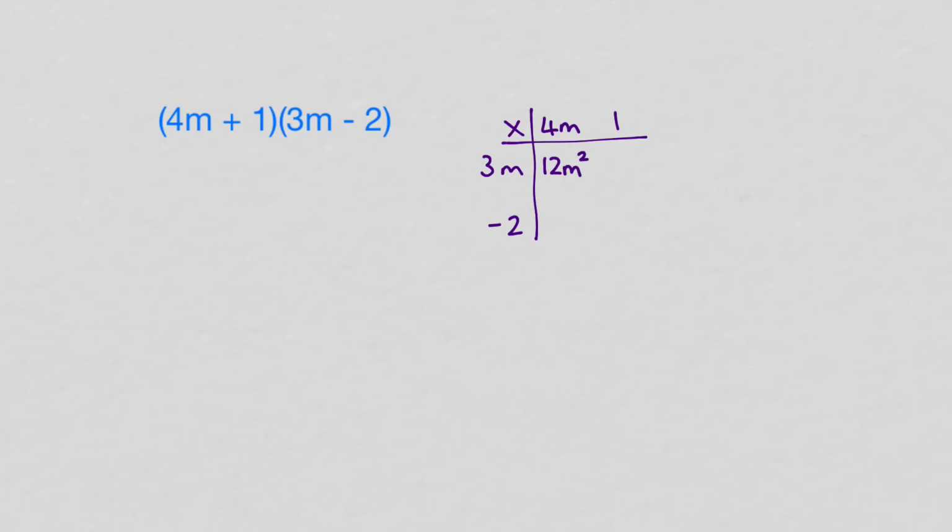And then the last one that we're going to do is a plus and a minus in the brackets this time. So we've got 4m plus 1 and 3m and a minus 2. So just going through this one really quickly. 4m times 3m, 12m squared. 1 times 3m is 3m. 4m times negative 2 is negative 8m. And 1 times negative 2 is negative 2. So altogether, we've got 12m squared minus 5m minus 2.